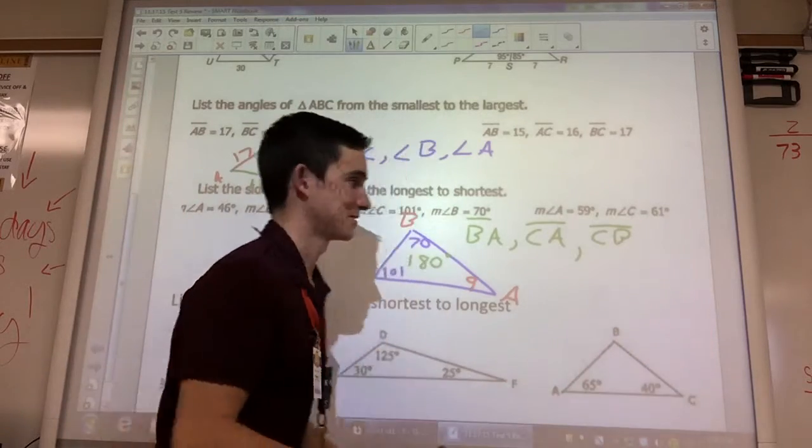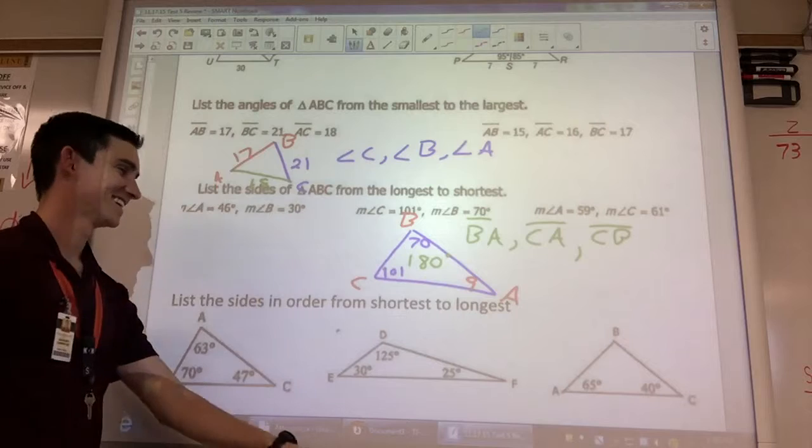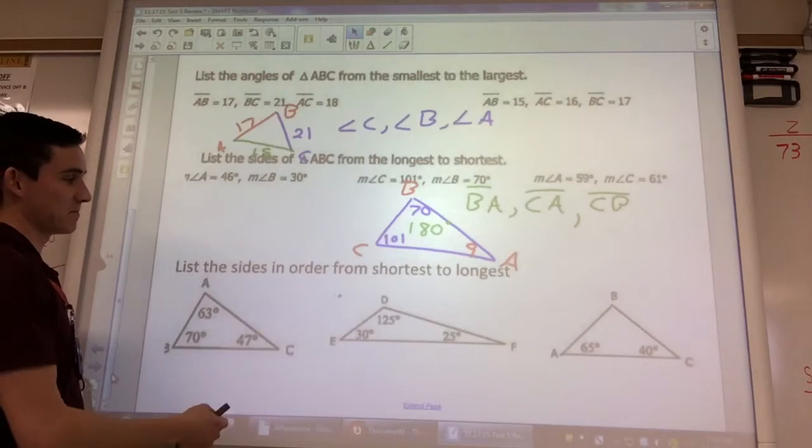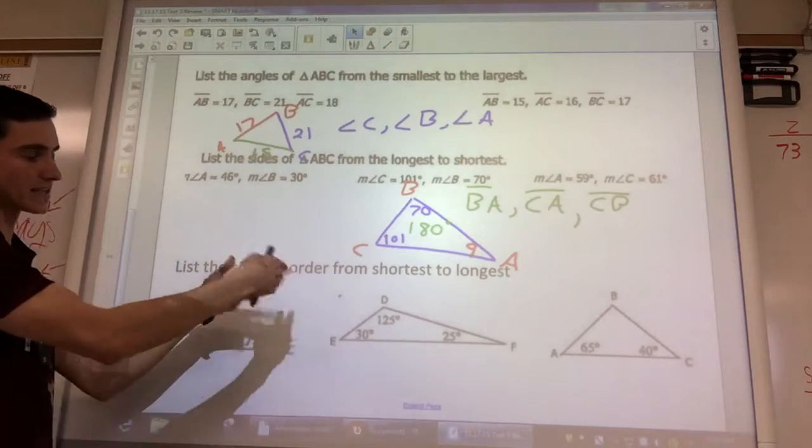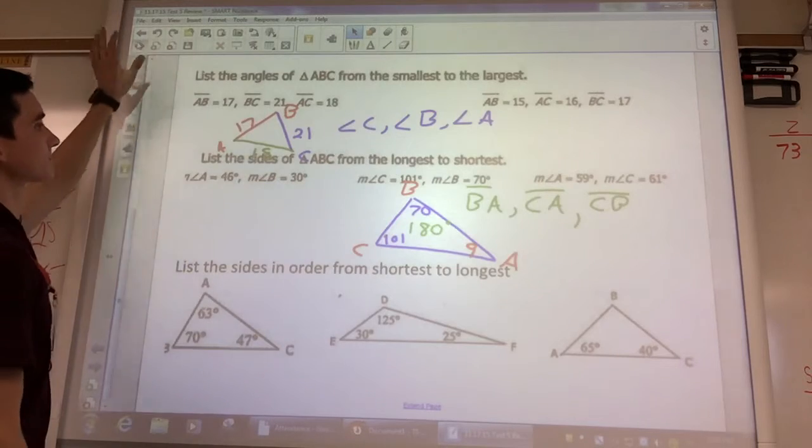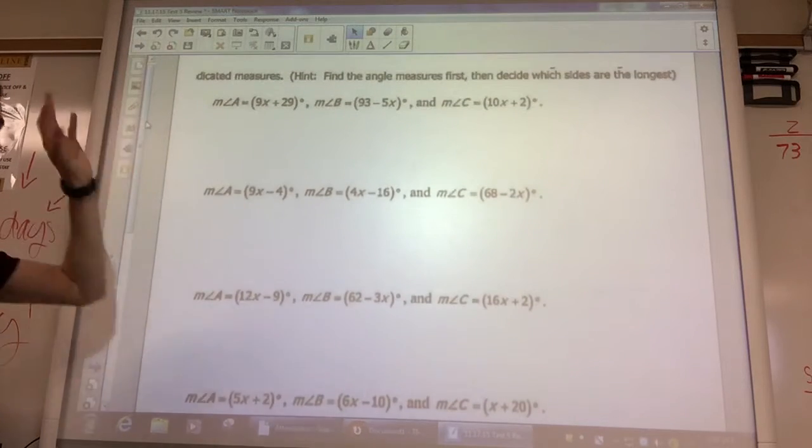That's B. Okay. All right, list the sides in order. Same concept, you guys are good on that. Going on, this is important stuff.